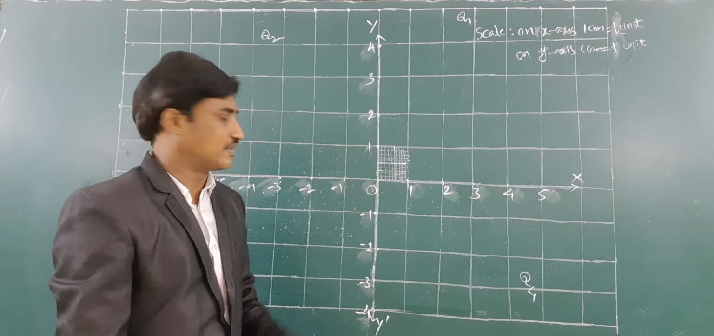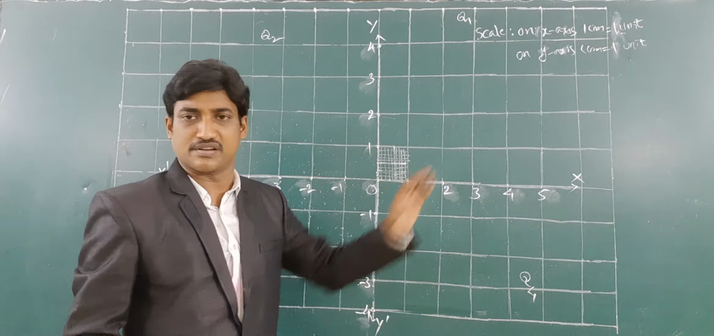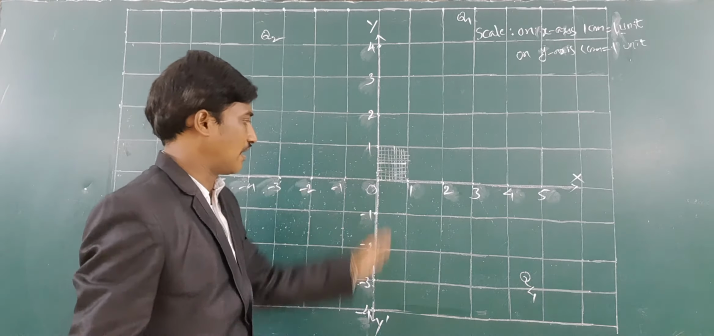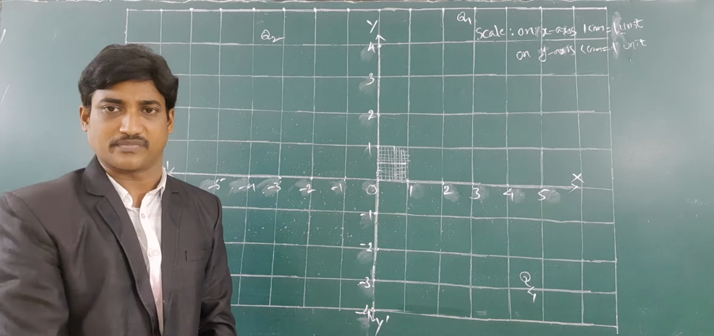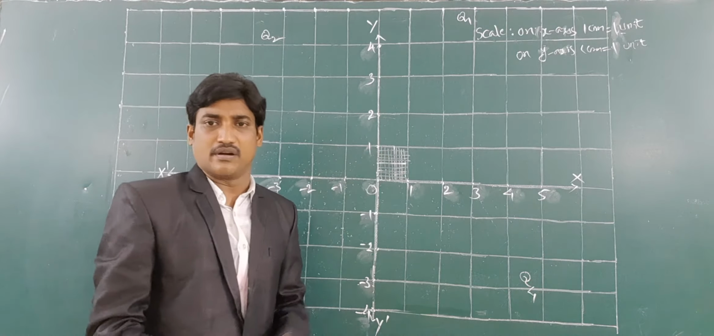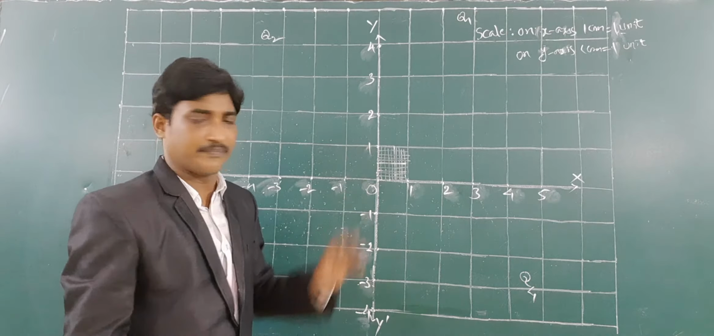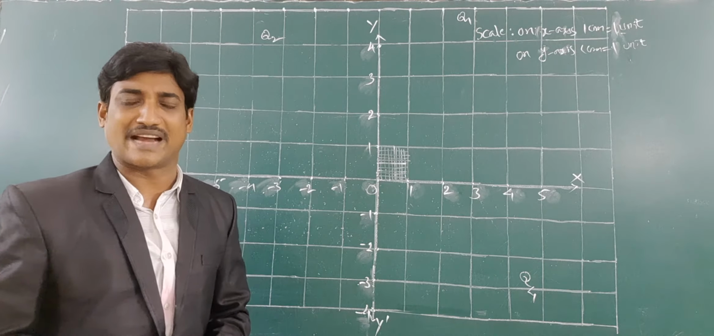At each grid there are square millimeters. In every grid we draw these lines so that we can easily find out the points with the coordinates, rational coordinates.